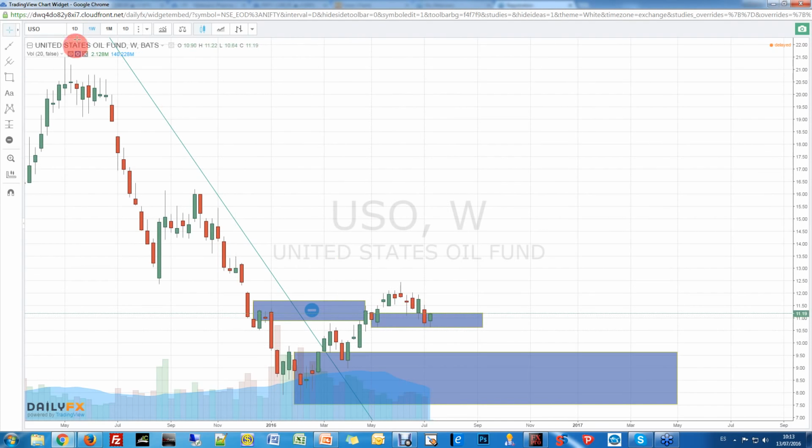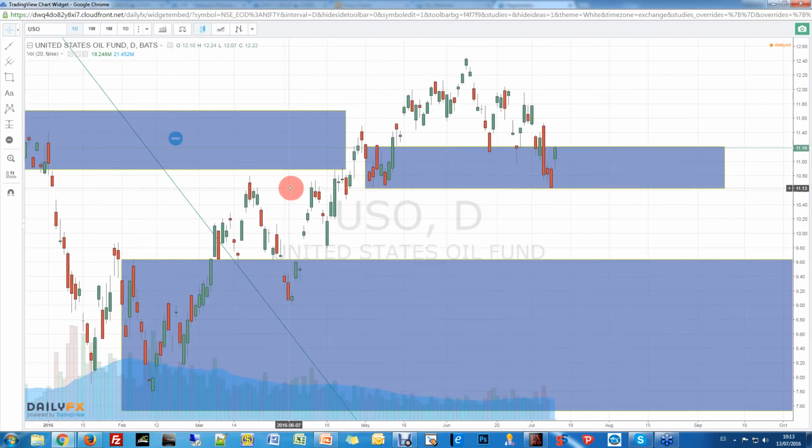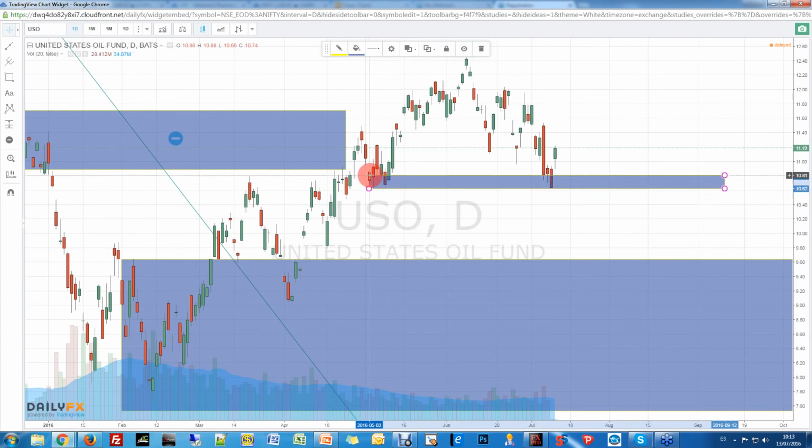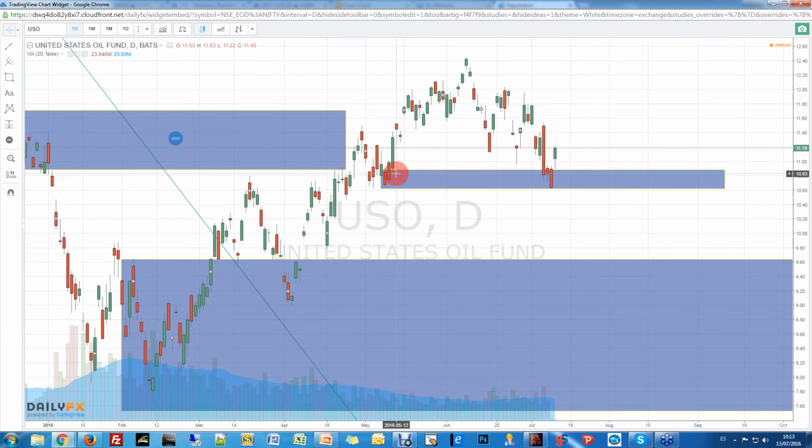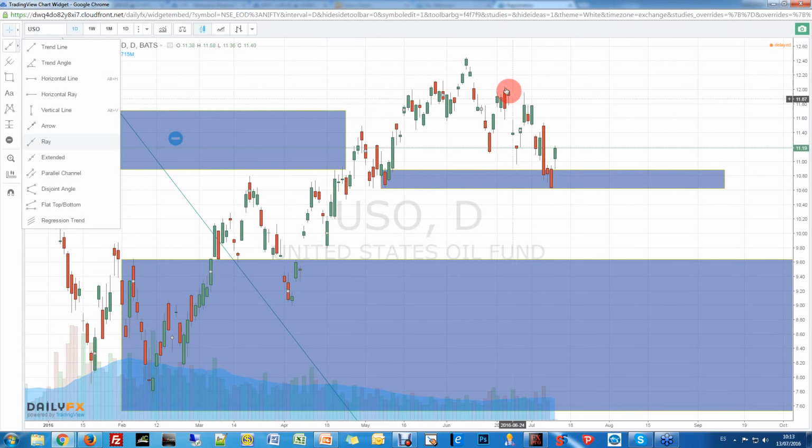Probably the long is already happening if there was a daily area of demand down there. So let me see what happened here. Sorry. That's the daily area of demand next to the weekly area of demand. So now this is what we have.